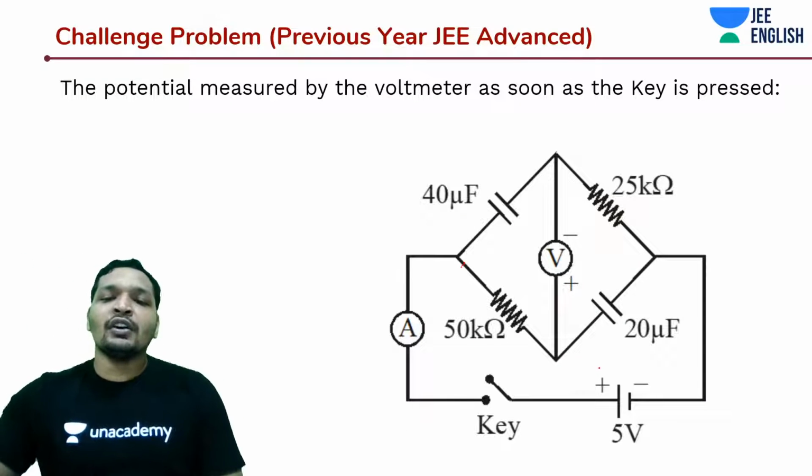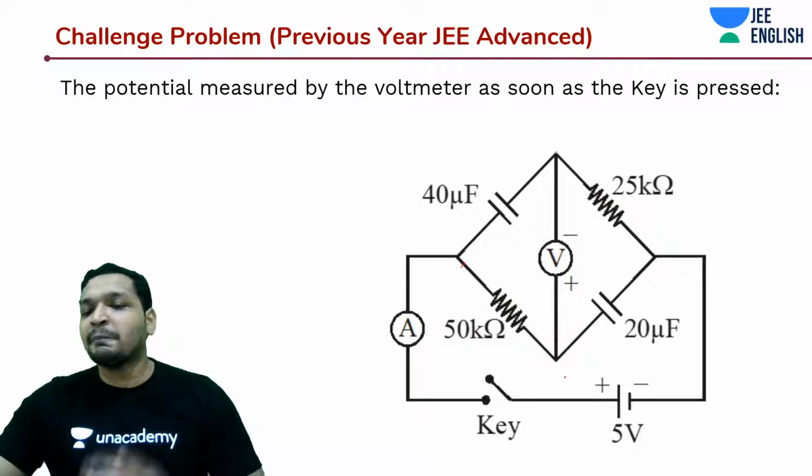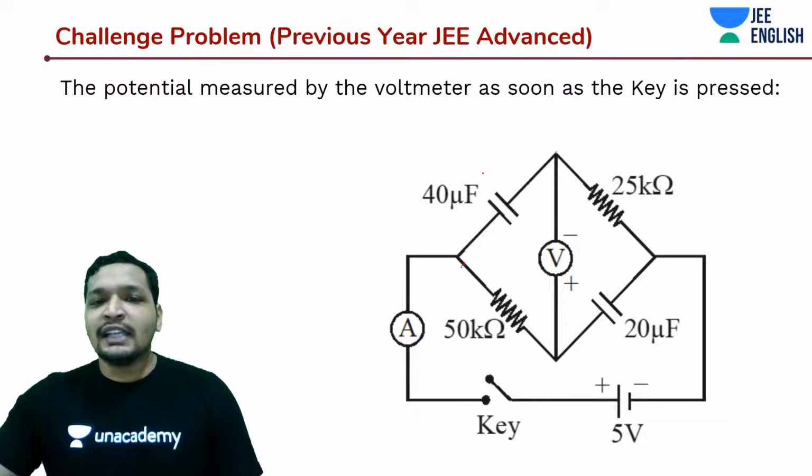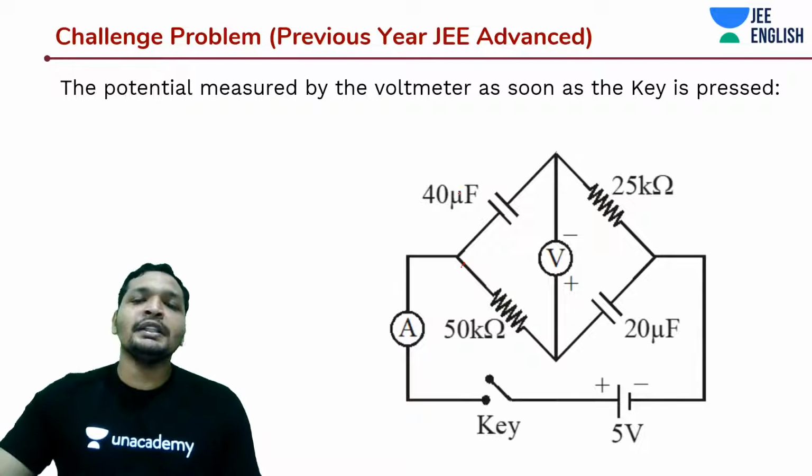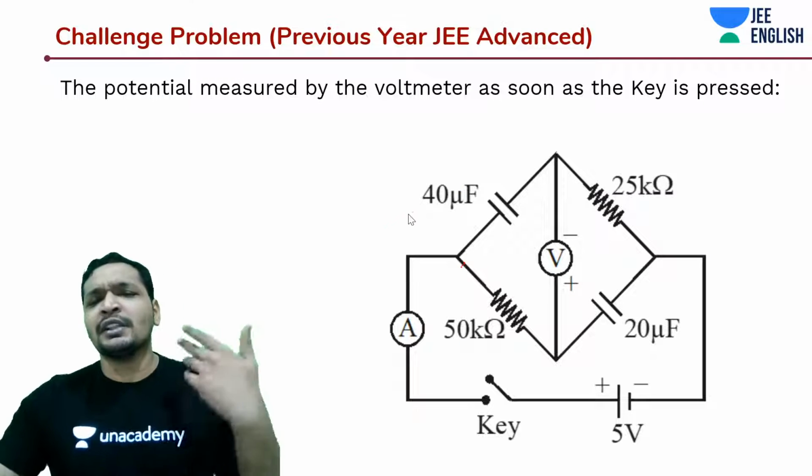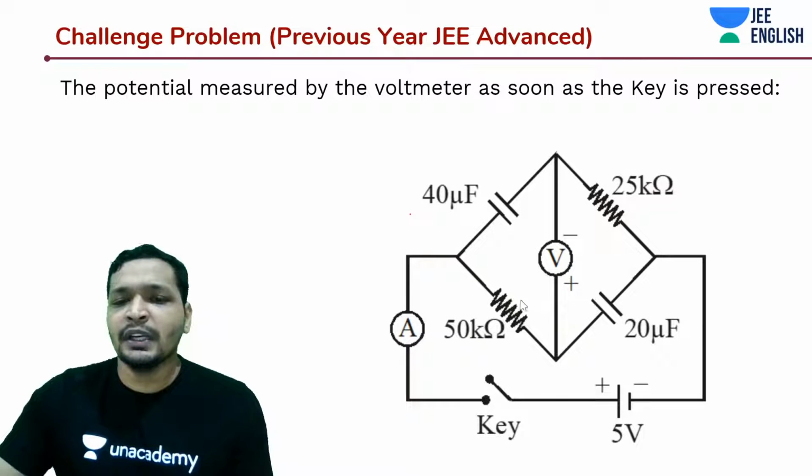Try, start working on it. There is no guessing. It's very simple, but be very careful. It's a JEE Advanced question. So what should be the potential across? What will be the potential that will be measured by the voltmeter is what is being asked to you, right?